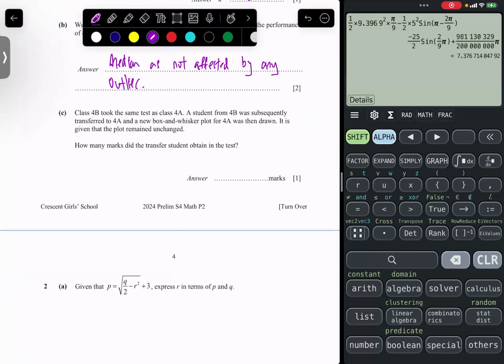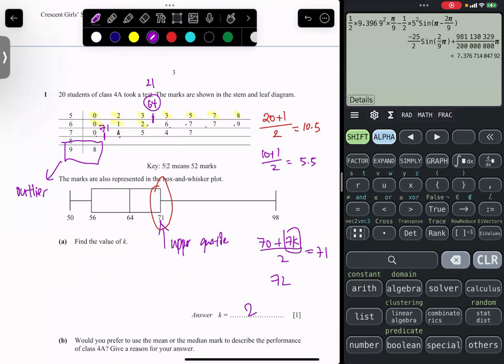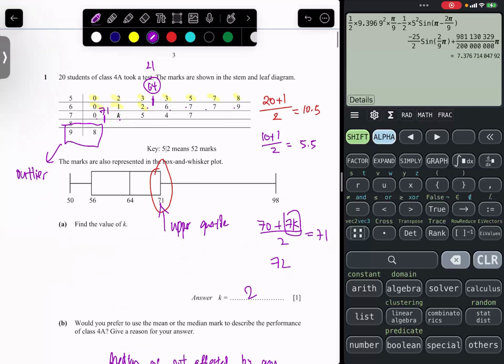Class 4B took the same test. A student from 4B was subsequently transferred to 4A and a new box and whisker was plotted for 4A. It is given that the plot remained unchanged. How many marks did the student obtain in the test? Okay, if it was unchanged, what would happen? The median will not be affected. Hmm? How can I add a student in and nothing be affected?